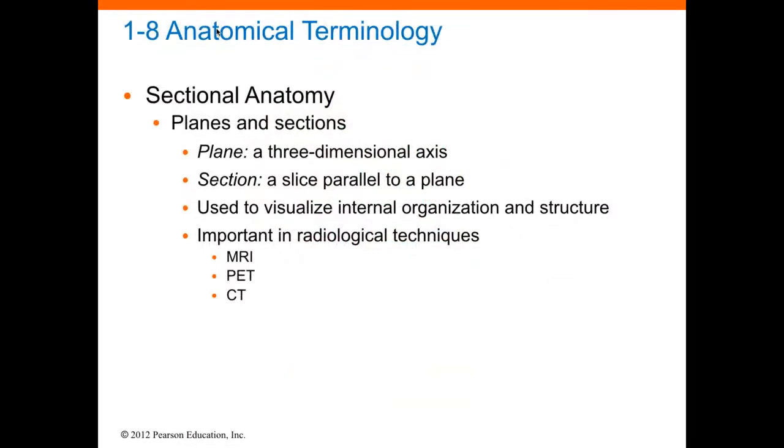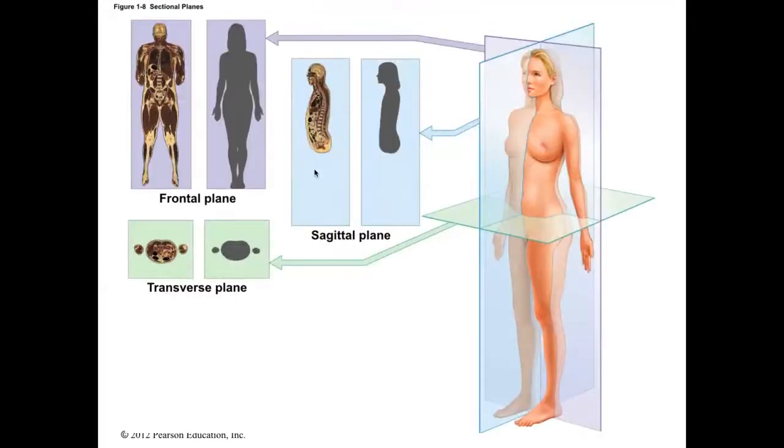Okay, let's look at the planes. When we talk about planes, it's really a three-dimensional axis type of thing. We can divide the body into a sagittal plane, a coronal plane, and a transverse plane. These are really important when we talk about diagnostic imaging, whether it's a PET scan, an MRI, or even a CAT scan.